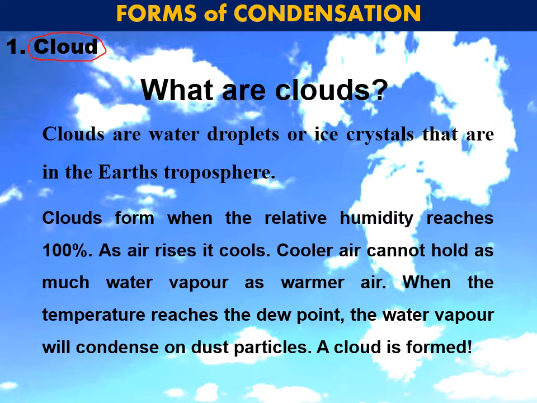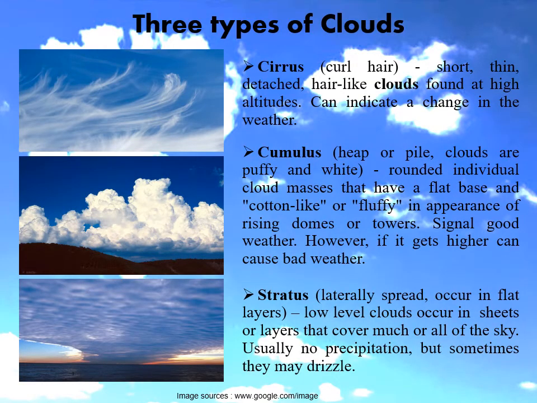Now in nature we find basically three types of cloud. The first type is known as cirrus clouds, which look short, thin, like curly hair. They are detached from one another and they are generally found at higher levels, in higher altitudes. The cirrus clouds indicate a change in weather condition.